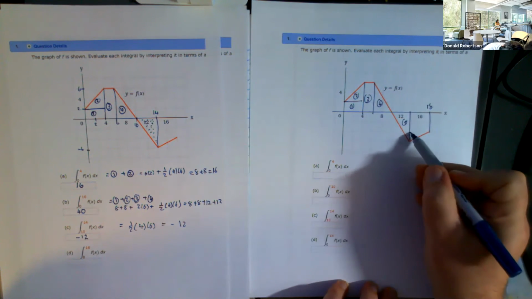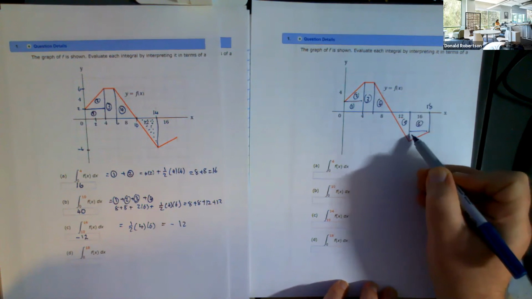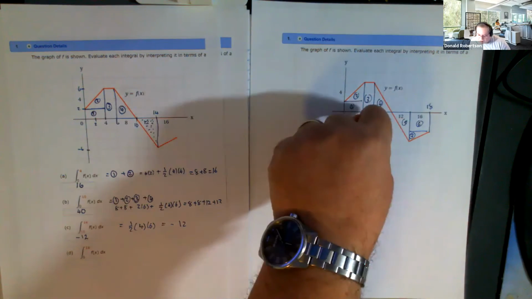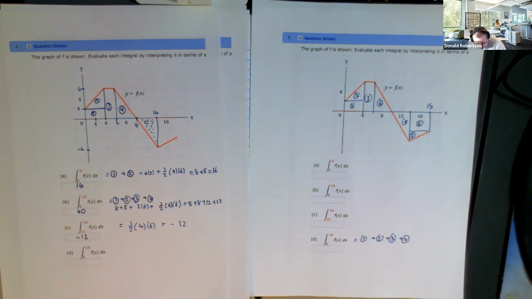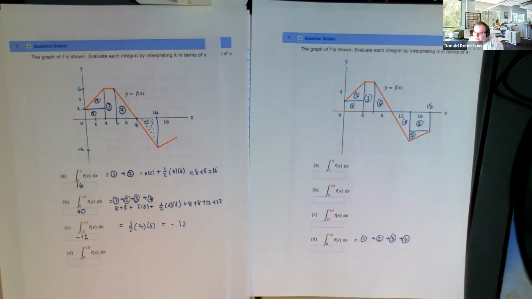And I think I would split this into a guy I'm going to call number 6 and a guy called number 7. So if you wanted to find all of this area, wouldn't you basically add up all the different pieces? So you would take numbers 1, 2, 3, 4. What about 5, 6, and 7? Am I going to add those or subtract those?